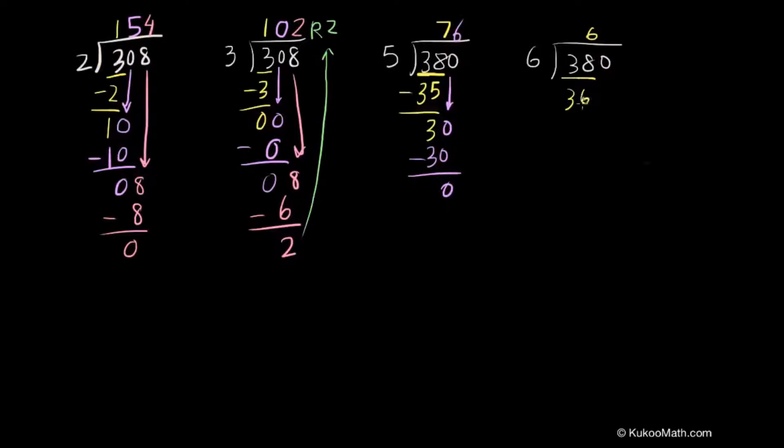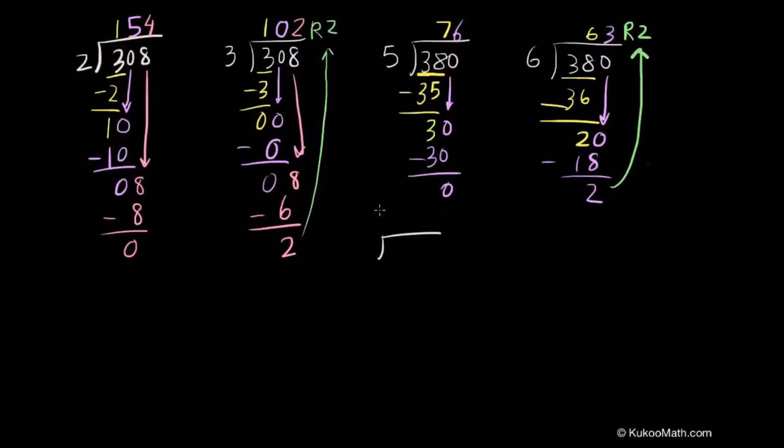38 divided by 6. The closest we can get to 38 without going over it is 6 times 6, which is 36. And we subtract and we get 2. Now we can bring down the next digit, 0. And we can do 20 divided by 6. The closest we can get to 20 is 6 times 3, which is 18. And when we subtract, we get 2. We can't go any further because we have no more digits to bring down. So 2 is our remainder, and our answer is 63 remainder 2.